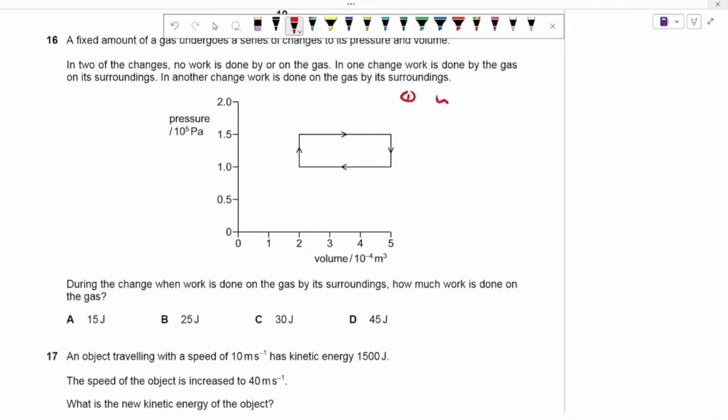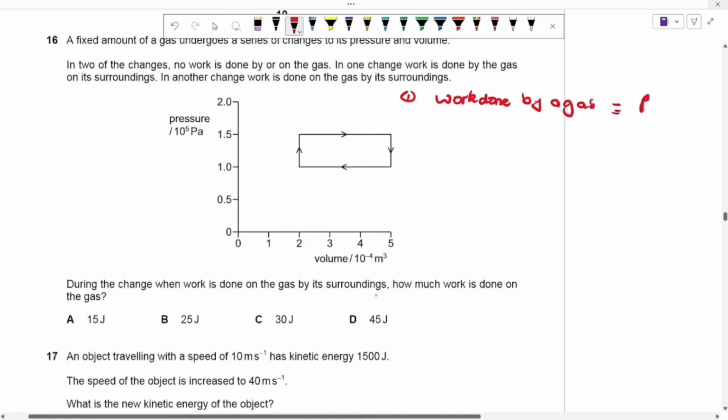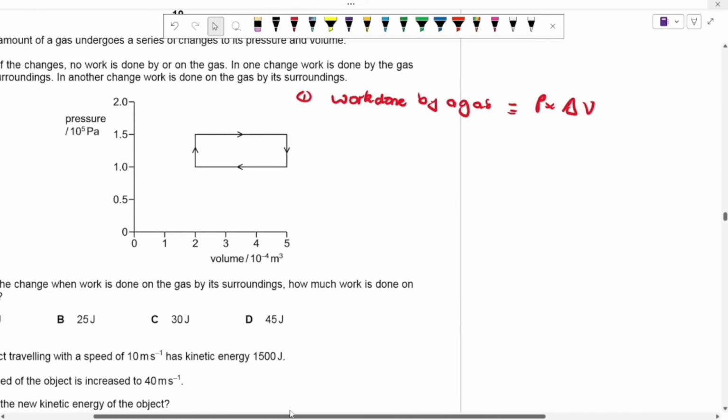Work done by a gas is going to be equal to your pressure times your change in volume. Why is this correct? Again, I don't like memorizing formulas, so I'm going to teach you guys why we say pressure times the change in volume.